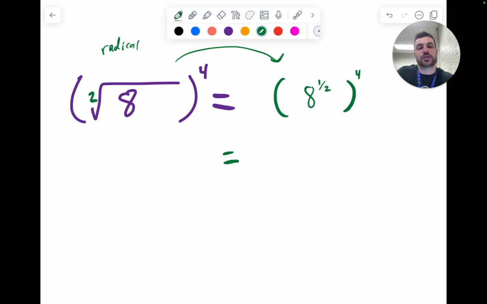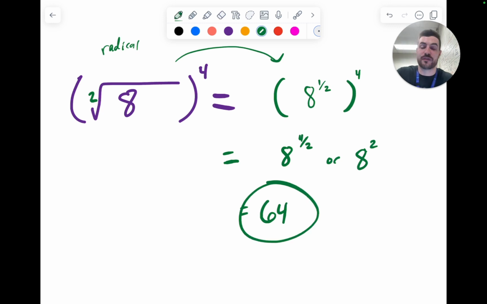Again, I'm not really sure how to simplify here because 8 to the 1/2 power is a square root of 8, which is not a nice number. But hopefully we recognize that we should be able to do something here. What I can do is combine those exponents. So I'm using my power property, and I have 8 to the 4 times 1/2, or 4 over 2 power, which is really the same thing as 8 to the 2nd power, right? 4 over 2 is 2. So 8 to the 2nd power is going to give us 64, and that is our final answer.